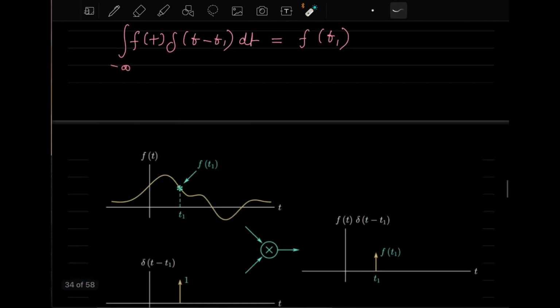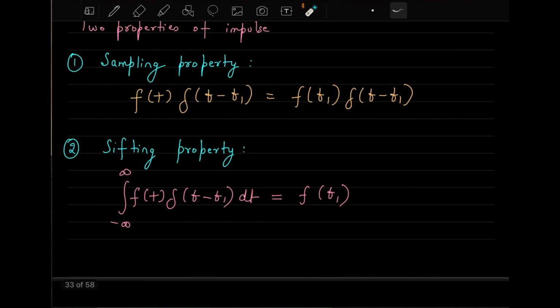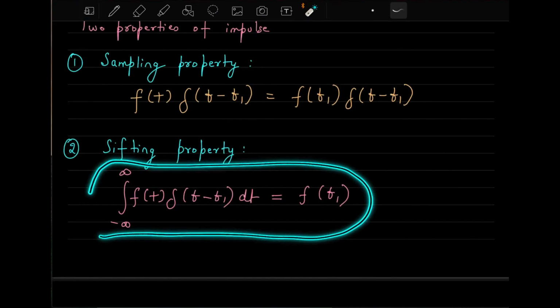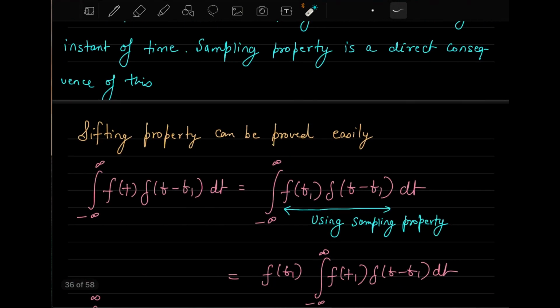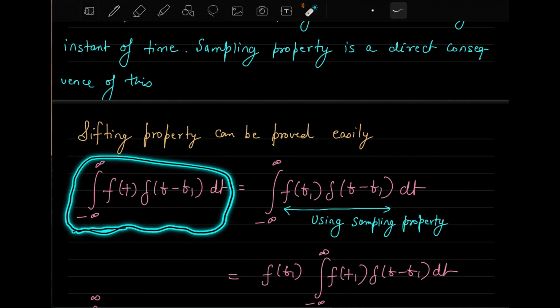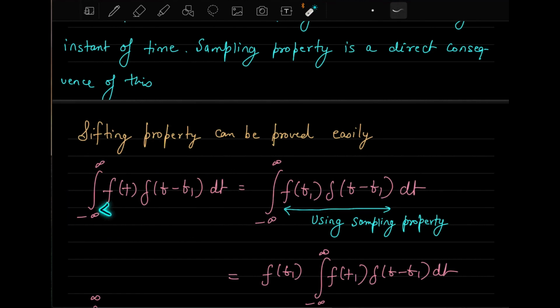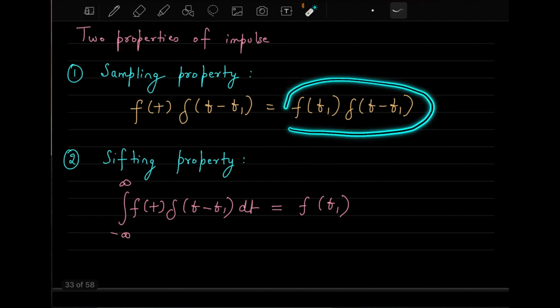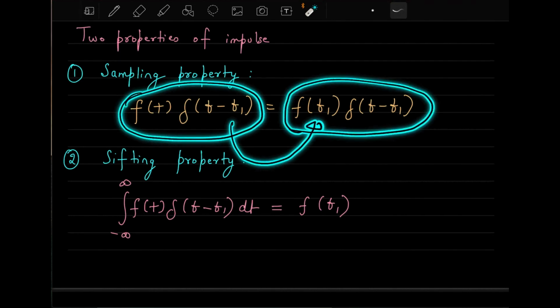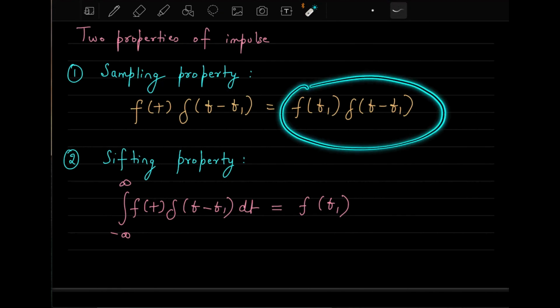So now we will discuss how we will derive this particular shifting property. It's a very easy way of doing it. What you do is you write like this. This is the equation that we want to prove. So instead of this integral, you put this one, the sampling one. As you know, this particular thing is equal to this. So now you can put this here.